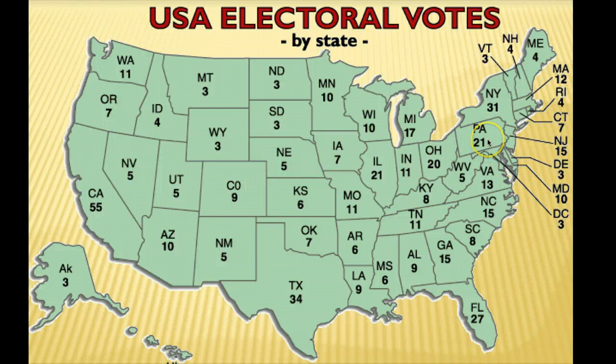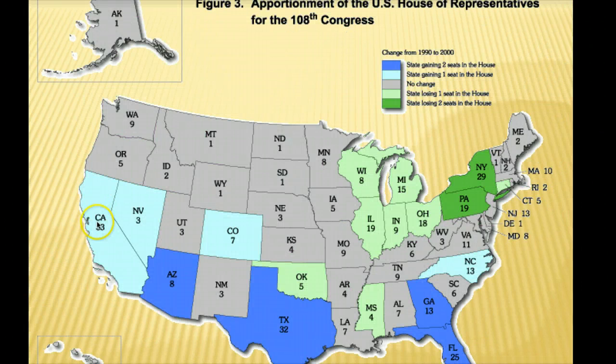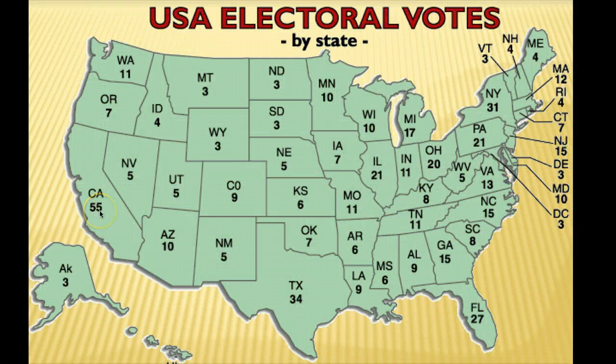The president is elected through something we call the Electoral College. In Pennsylvania, we have 21 electoral votes. That's the 19 House members that we have plus the 2 senators that we have. California has 53 House members plus the 2 senators is 55. So the number of electoral votes that each state has is equal to the number of total representatives they have in both houses of Congress.